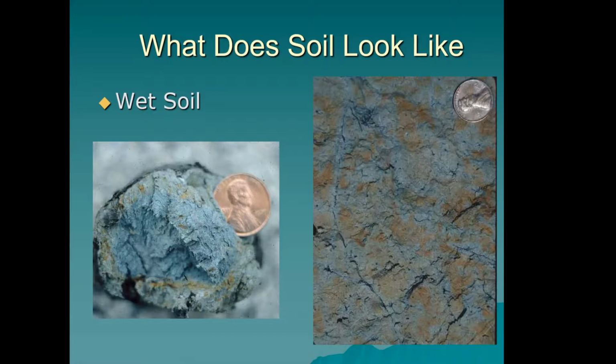Those gray colors are indicators that the water table is at this depth for a good portion of the year. This soil is probably saturated for several months out of the year, totally filled with water. So look for those grays, and those will be your indicators of where the water table rises up to.